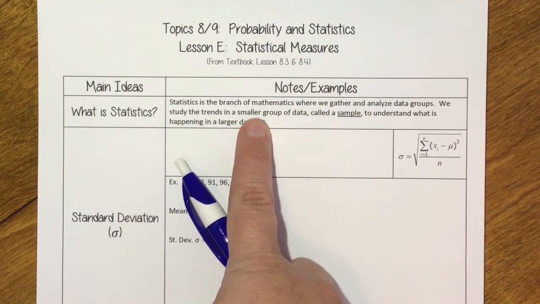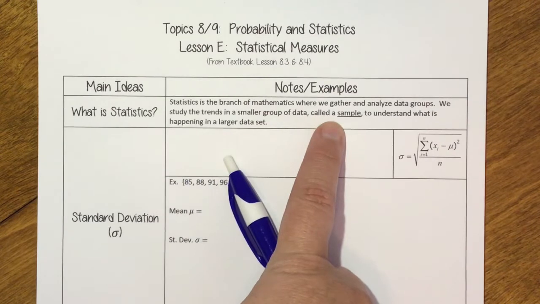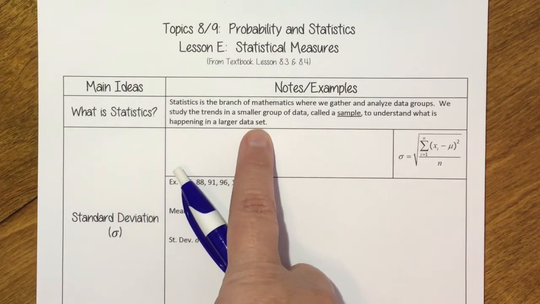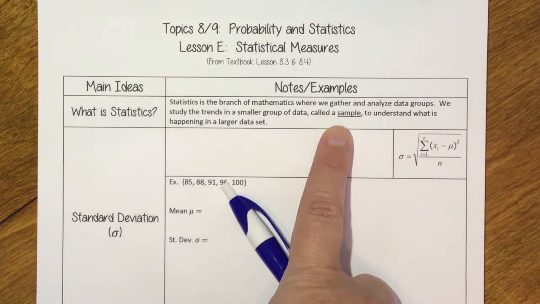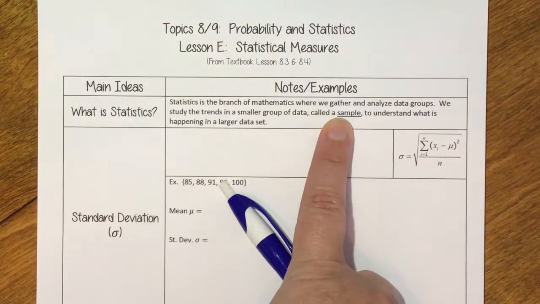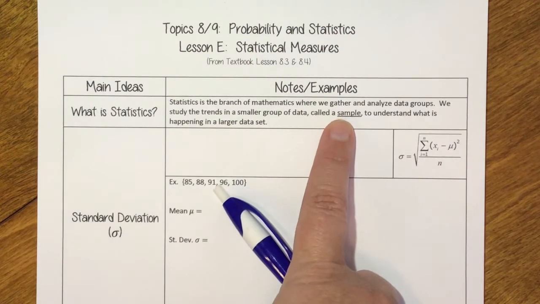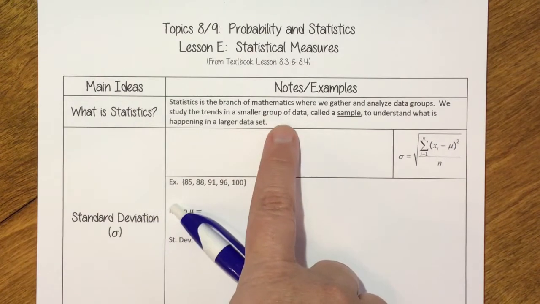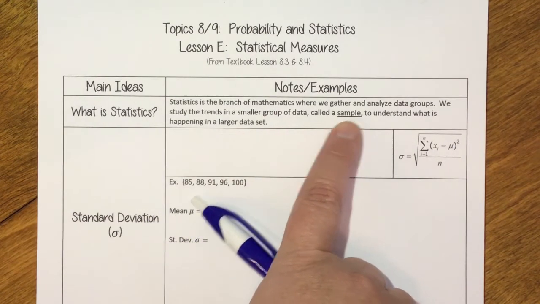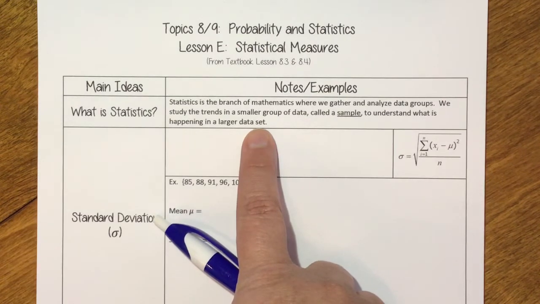So we study trends in a smaller group of data called a sample to understand what's happening in a larger data set. For example, when we have an election coming up, the election will measure how the entire population is going to vote, but we very often anticipate what will happen by collecting a sample, a smaller group of people, and learning some information about how they voted. So a sample is a smaller group that represents the whole larger data set, and we study some trends in that sample, hoping that it is proportional to what's happening in the larger data set.